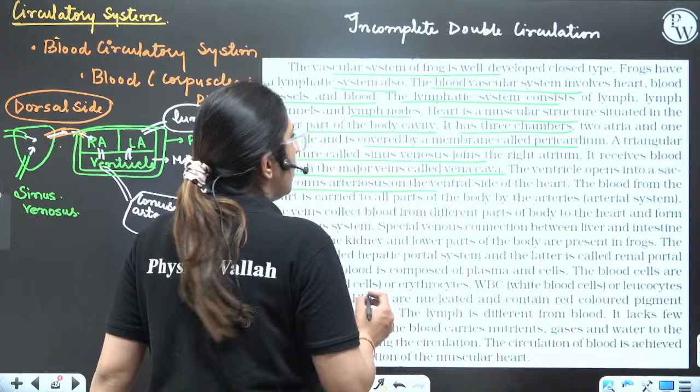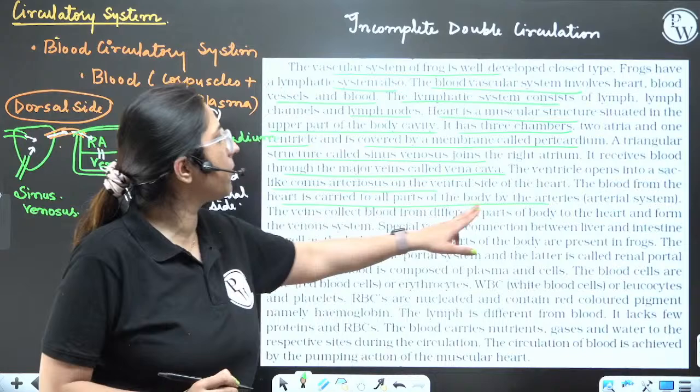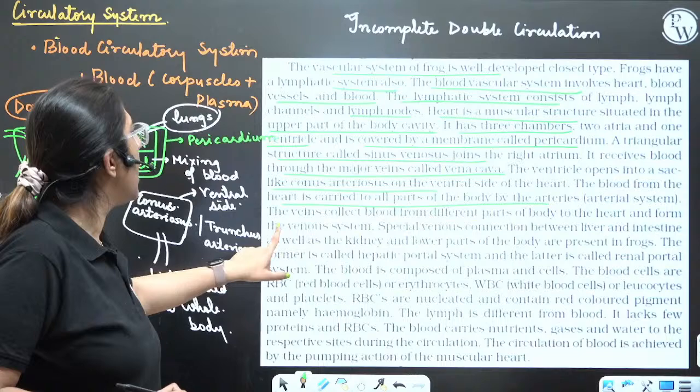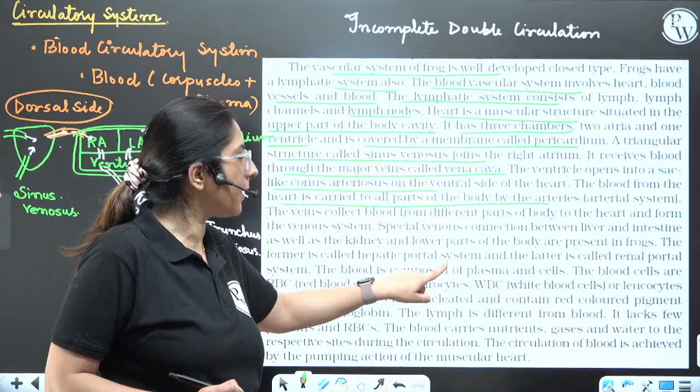Blood from the heart is carried to all parts of the body by arteries. The veins collect blood from different parts of the body to the heart and form the venous system. Special venous connections between the liver, intestine, as well as the kidney and lower part of the body are present in frog. The former, the liver one, is called the hepatic portal system. Another one is termed the renal portal system.